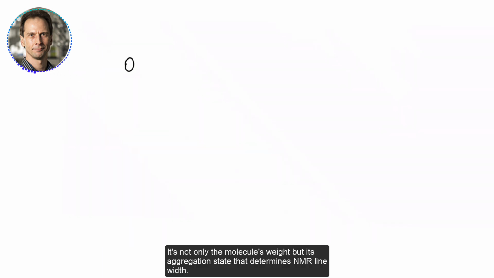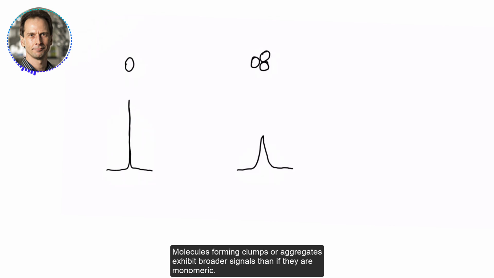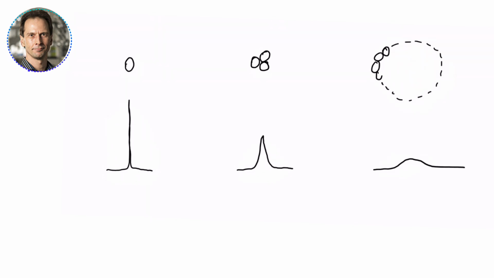It is not only the molecule's weight, but its aggregation state that determines NMR line width. Molecules forming clumps or aggregates exhibit broader signals than if they are monomeric.